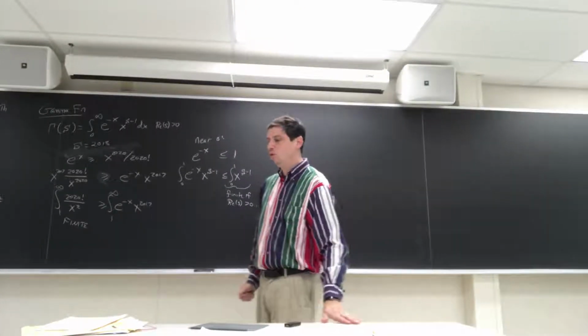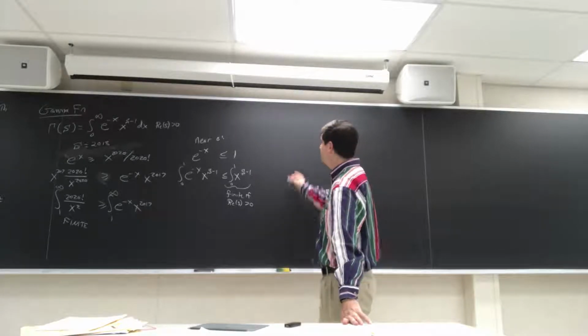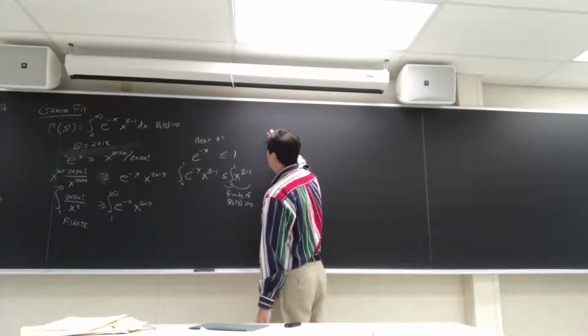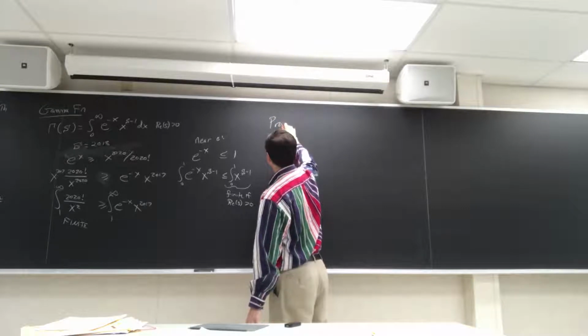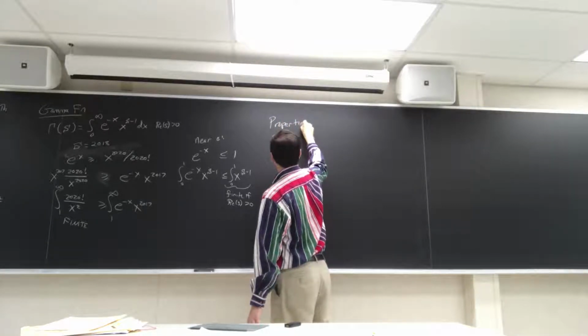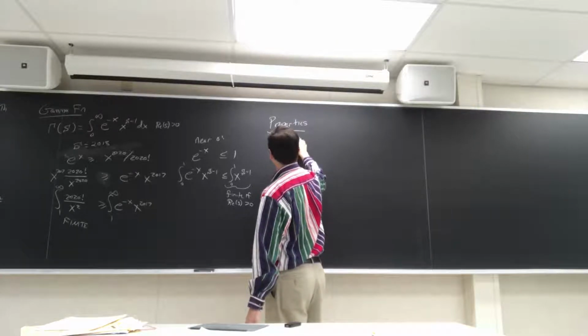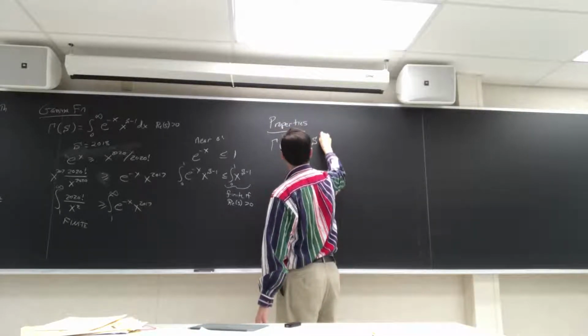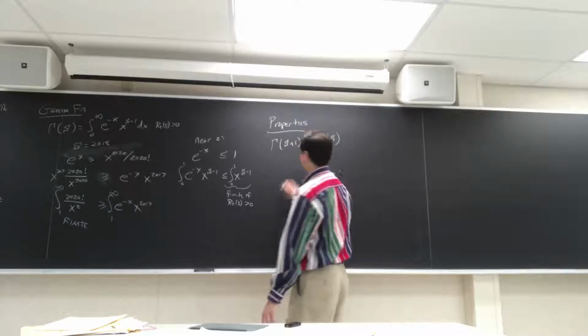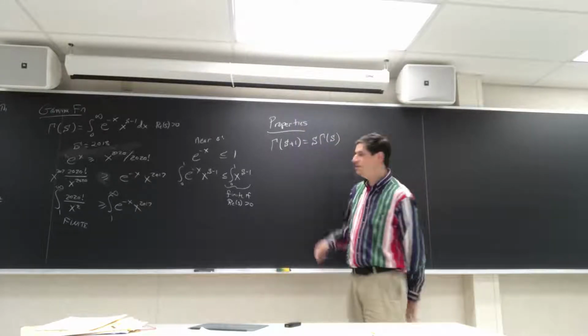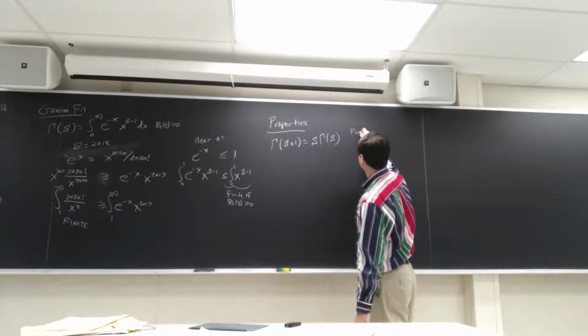We've talked a little bit about where you've seen this before. Here's a great application. So I'll do properties. The first is that gamma of s plus 1 is s times gamma of s. And this is often called the functional equation.